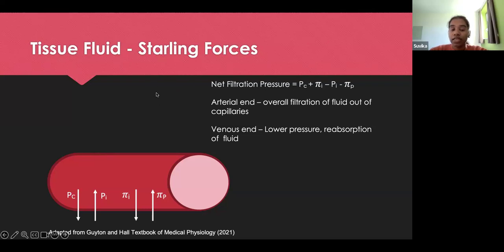So at the arterial end, because of the high hydrostatic pressure, the overall amount of filtration of your fluid out of your capillaries will be greater than it will be in the venous end because of the lower pressure. And so at the venous end, you'll have reabsorption of fluid containing your waste materials, whereas at the arterial end, you'll be pushing out all the nutrients and the fluid that the tissues need. Okay.